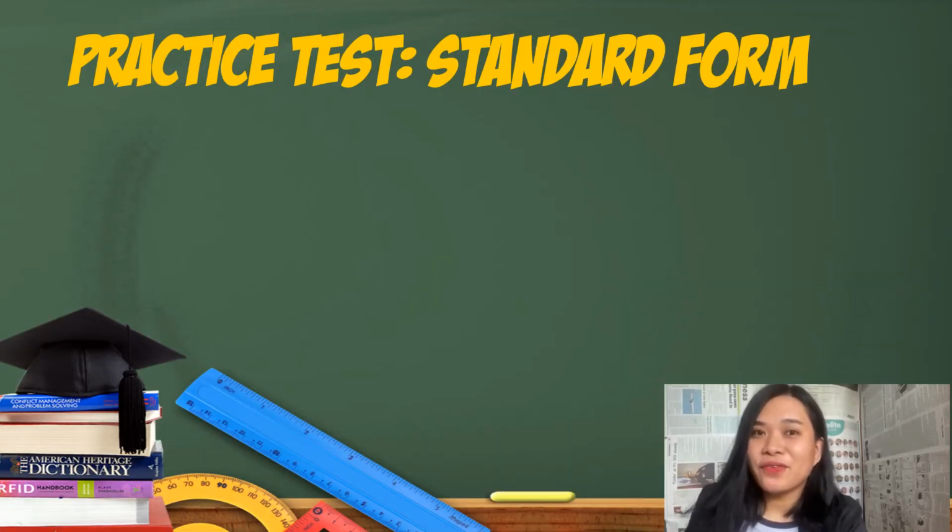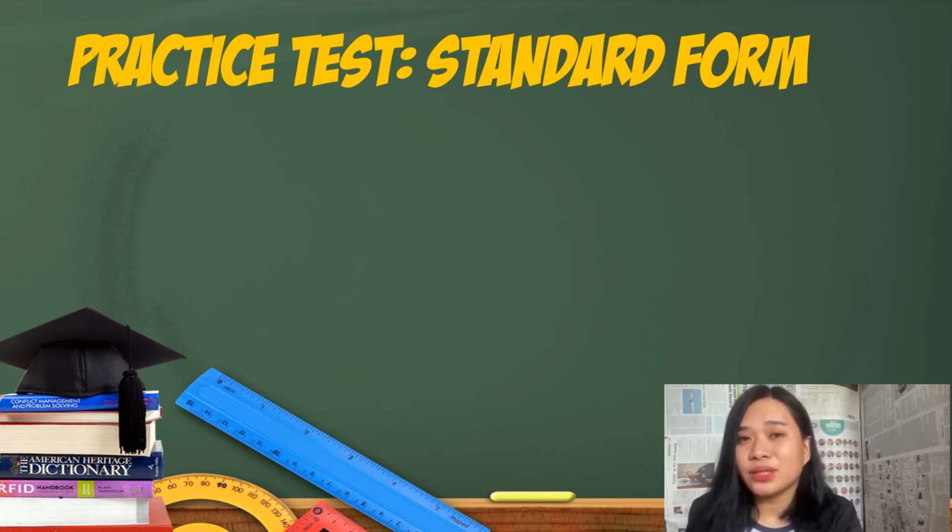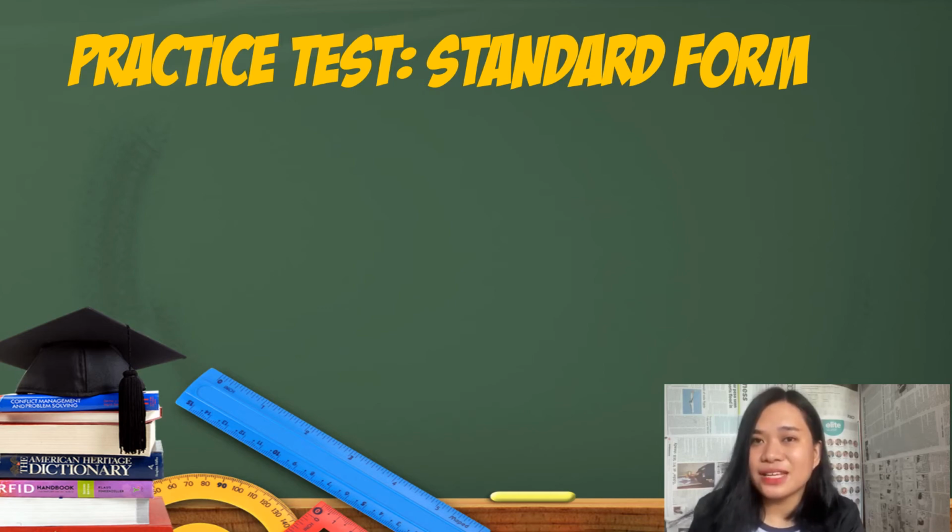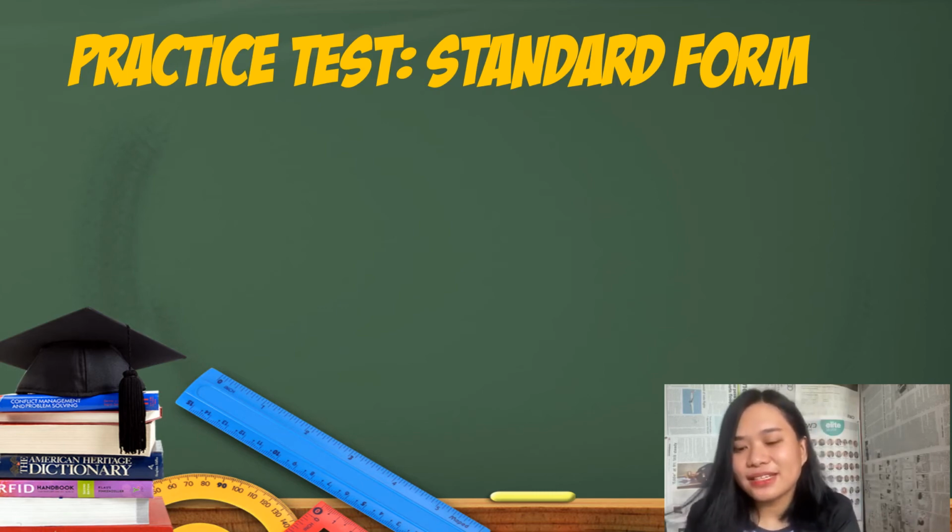Now you are ready for a practice test. Get a piece of paper and a pencil and try this one. First, we express numbers through standard form or in symbols. I will tell the number and you'll write it in standard form or symbol. Number 1, 483. 483. The answer is very good.